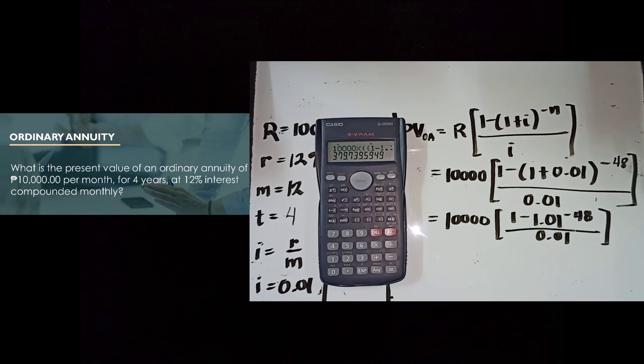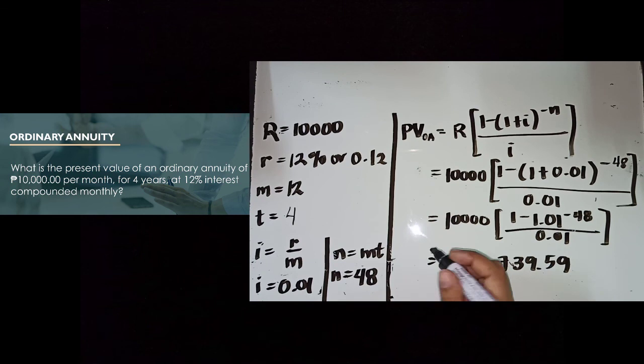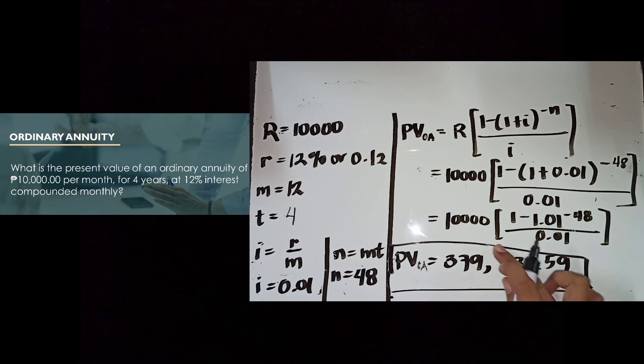And that is equal to 379,739.59 pesos. Okay, so the present value of an ordinary annuity is 379,739.59 pesos.